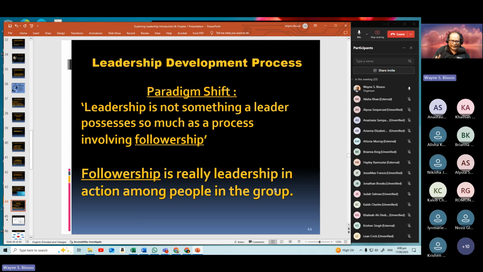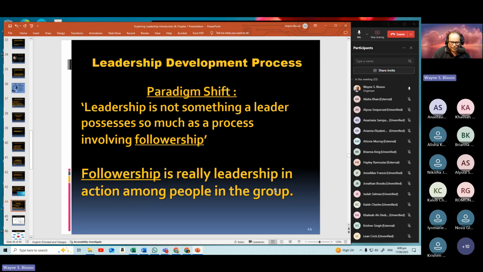So paradigm shift that is suggested in the text here. Leadership is not about the leader, but it's about the people who follow them, the followership. And if you really think about this, most times when we think about leaders, the focus is always on leaders themselves. Leadership is not about the leader, it's about the process that you've used to involve your followership. So the text or the model that we're looking at here looks at followership, I should say, is really leadership in action among people.